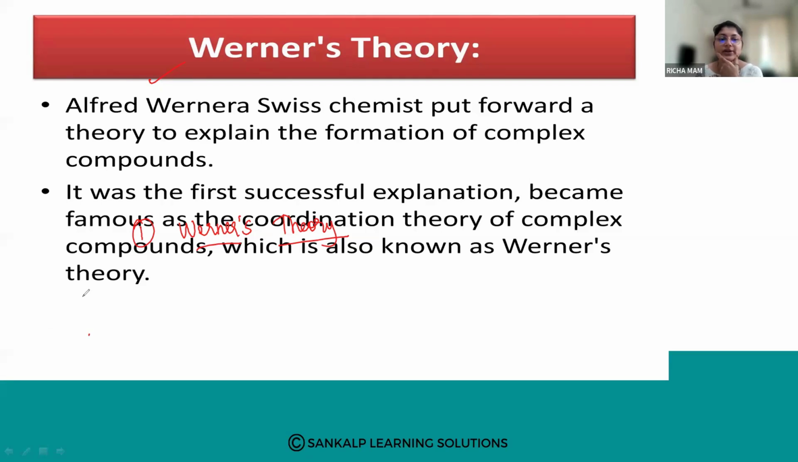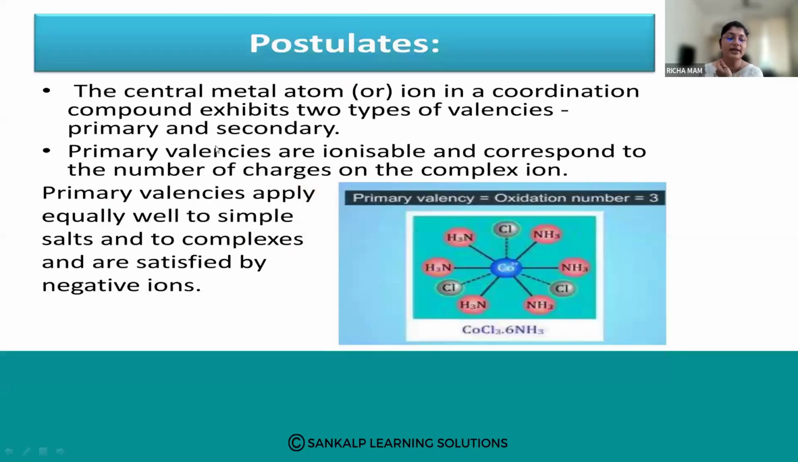It was the first successful explanation. Whatever Werner gave, his postulates, his theory, his idea, it became the first successful one, famous as the coordination theory of complex compounds. This theory became so famous that it was named after him as Werner's theory. The theory he put forward was very successful and it was named by his name.